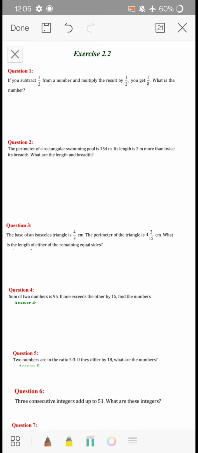Today in this video we'll continue with exercise 2.2 of the chapter Linear Equation in One Variable. Here you have already studied how to solve the equations. Now today in this video we'll study how to form the equation from these statements, and then after how to solve.